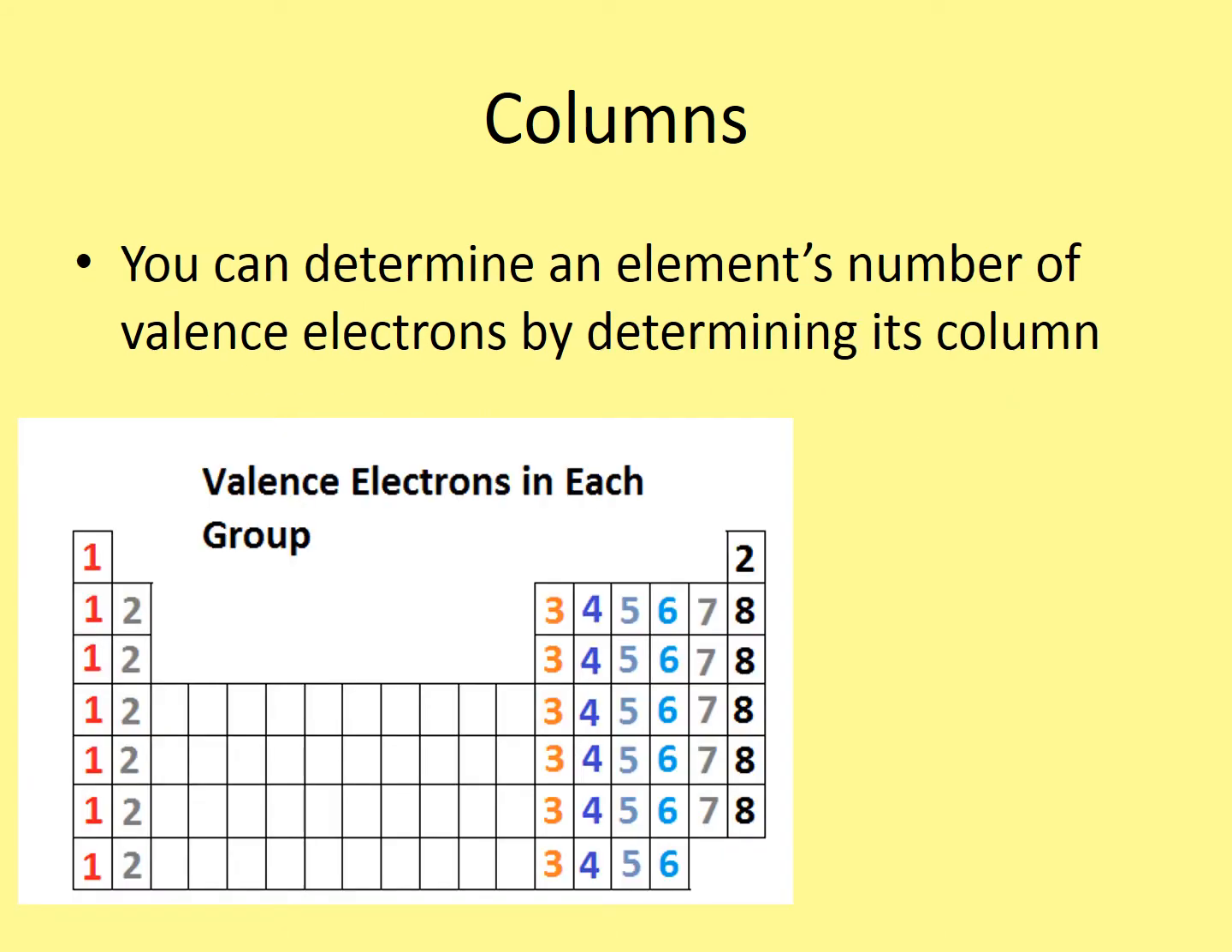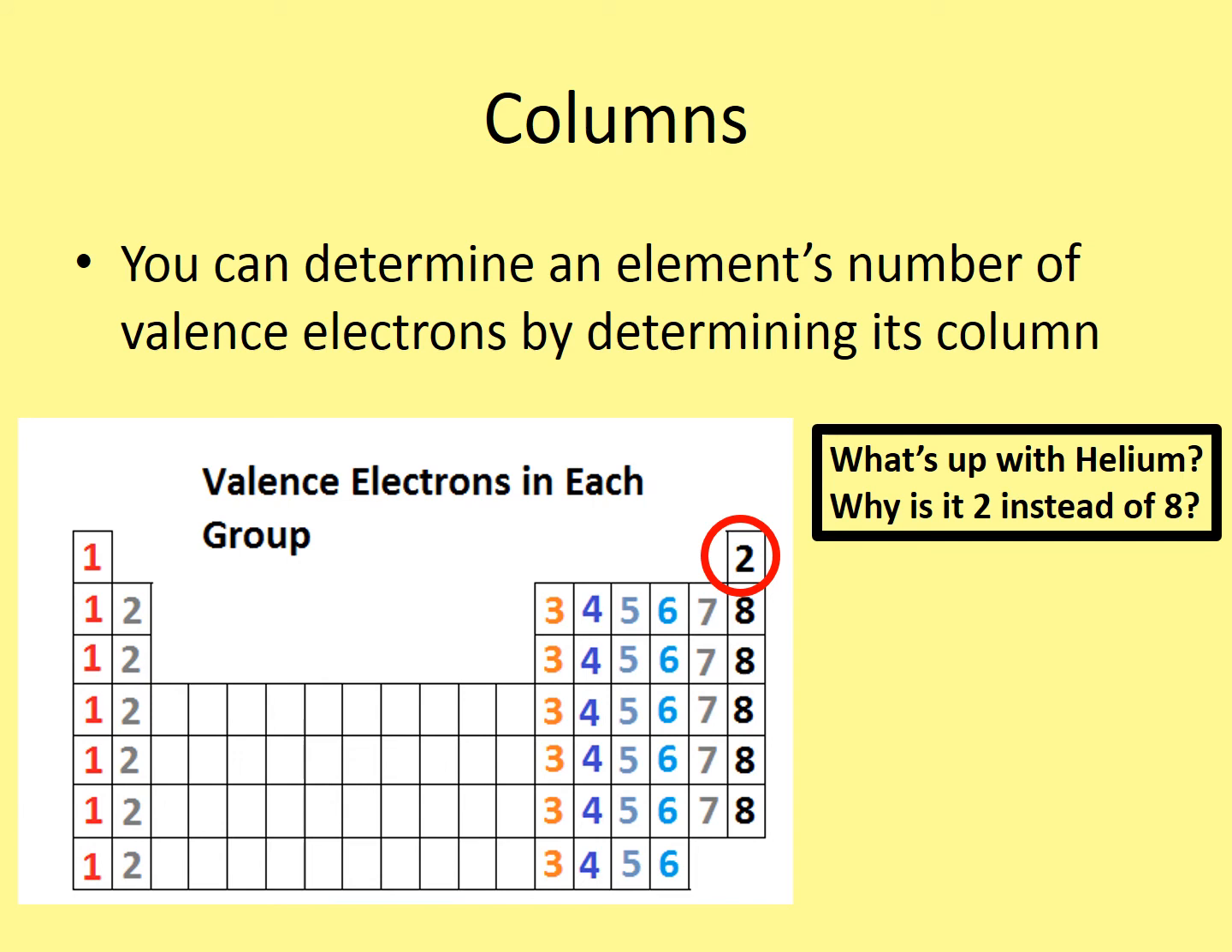So like I said, we can do it by looking at its column. And I love this picture because it doesn't even worry about the transitions. So you can see everybody in the first column is going to have 1 valence electron. Everybody in the second column is going to have 2, and on and on and on. Do you see a weirdo anywhere? Look again. What's up with that one? So that is the element helium. And it's hanging out with the 8s, but it has a number 2.